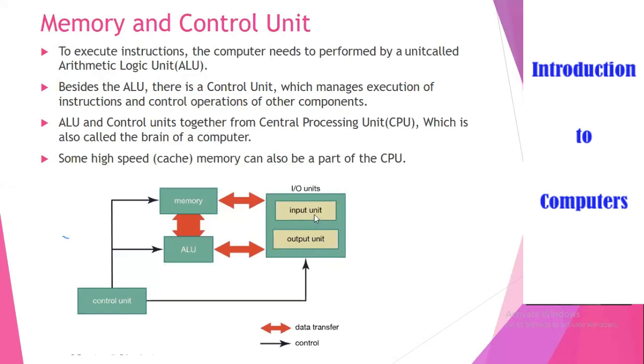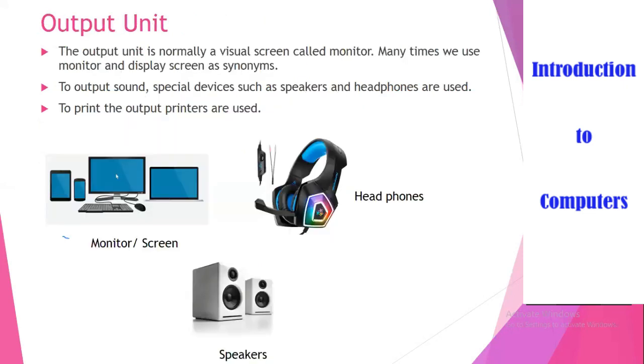Let's see it again. The input unit gives input, and that input is stored in memory, and that memory passes the data to ALU for processing. Then after processing, when the result is generated, it is passed to the control unit, and the control unit sends it to the output unit.